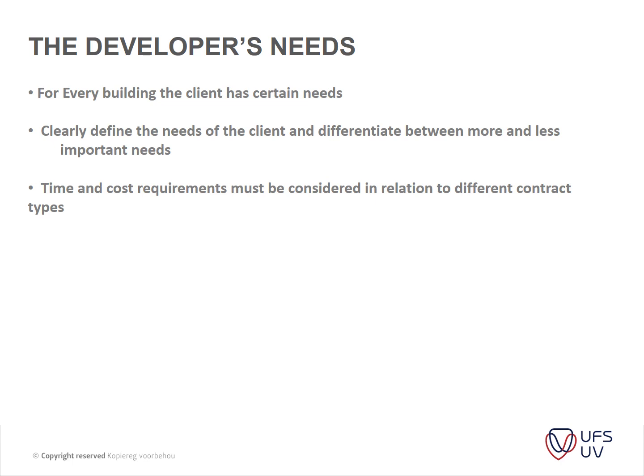Okay, so for every building, the client has certain needs. It has to be clearly defined and differentiated between more and less important needs. So the main thing is to be able to prioritize, and that's where cost budgeting is very important, so that one can actually see, okay, I need a house that I have to develop, but do I need all of the fancy installations? Do I need marble floors?